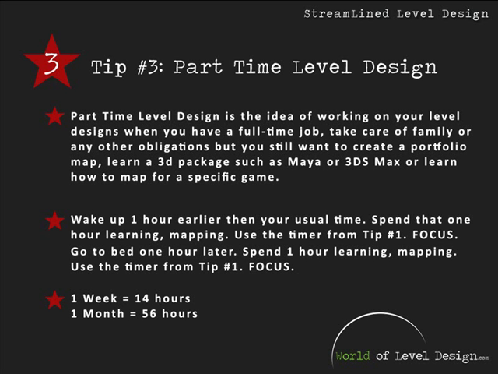And if you use a timer and you set that timer for 1 hour and you just focus, that will give you 2 full hours per day. Now if you combine that over a period of time, 1 week will give you 14 full hours, and 1 month will give you 56 hours. So 56 hours is a whole work week and then some. 14 hours a week or 56 hours in 1 month.